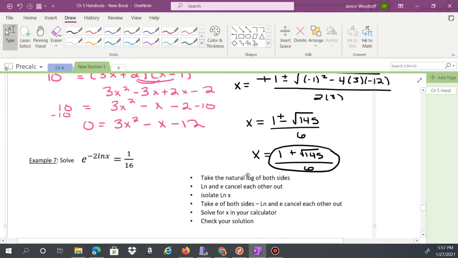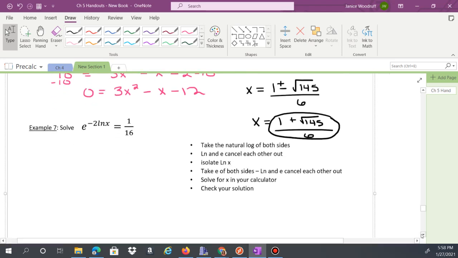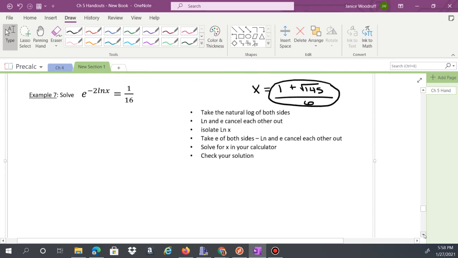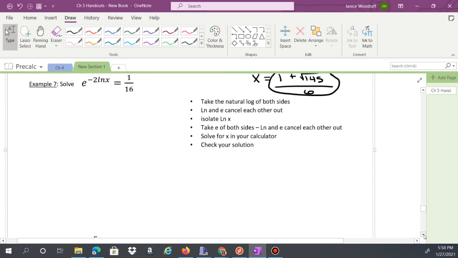Okay. Example 7, when you have e and ln. So remember, e and ln are going to be inverses of each other as well. So if you have an e in a problem, then you're going to use natural log to eliminate it. And if you have natural log in a problem, you're going to use e to eliminate it. Okay, so for this example here, starting with an e, you're going to take the natural log of both sides. So you're just going to write your natural log in front of both terms.